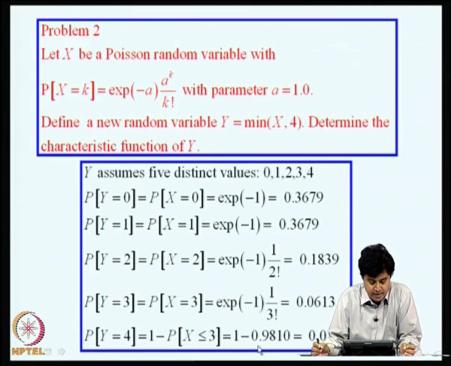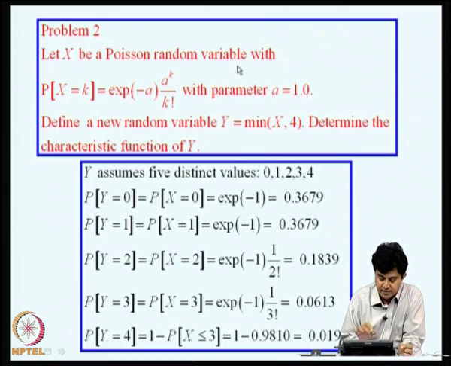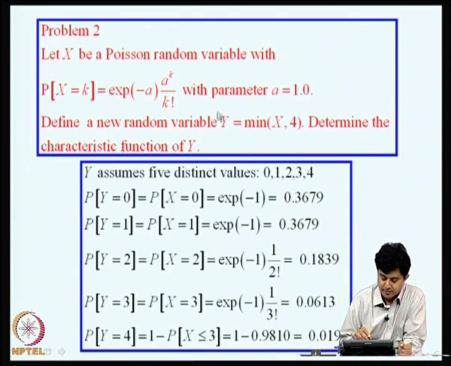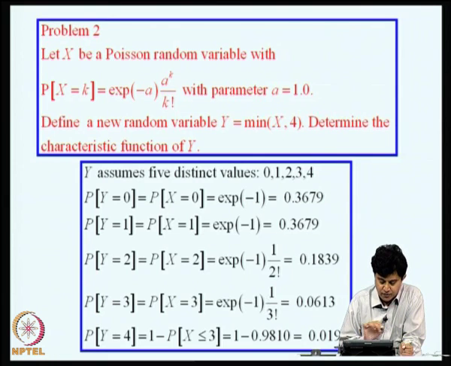Next we will consider a random variable X, which is a Poisson random variable, such that the probability of X equal to k is e raised to minus a, times a to the power k, divided by k factorial, with parameter a given to be 1. Now I define a new function of this random variable, defined as Y equal to the minimum of X and 4. Now the question is, how do we characterize Y?